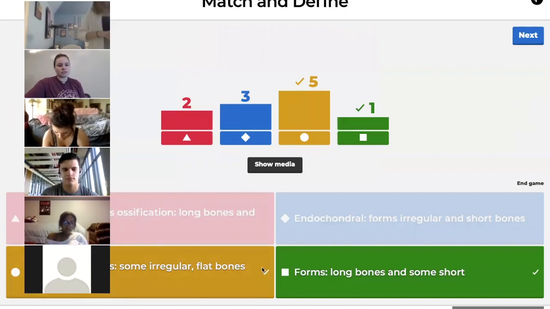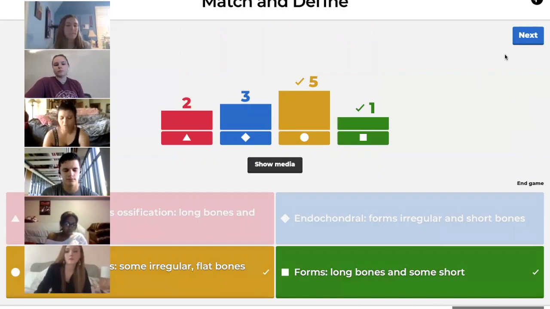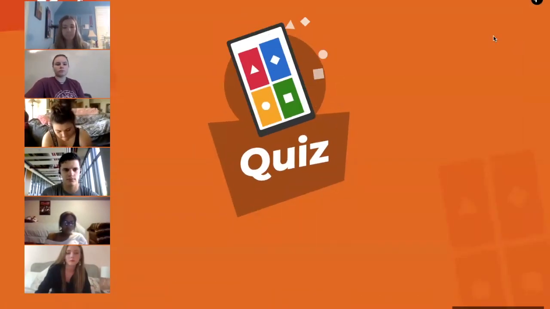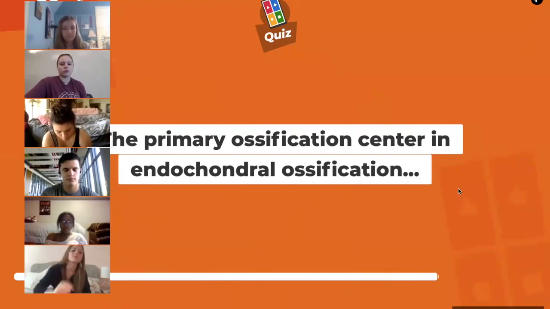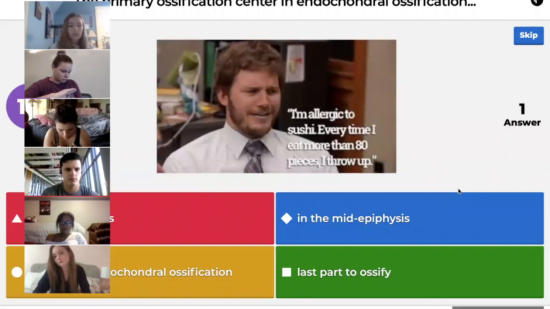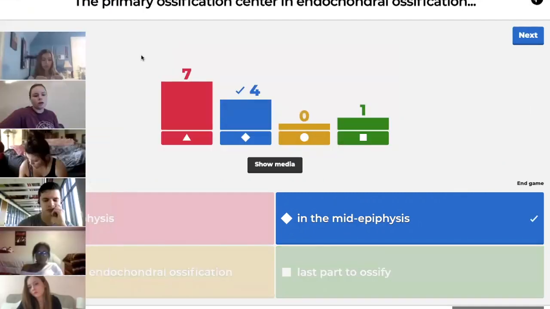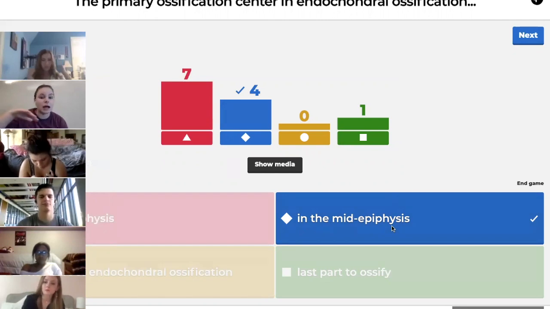Okay, so intramembranous has some irregular bones and short bones, and then it forms long, flat, and some short. Okay. The primary ossification center in endochondral ossification. Where is it? What does it do? Okay, so it is in the mid epiphysis, right? Because that's where our epiphyseal plate is and the epiphyseal line is.